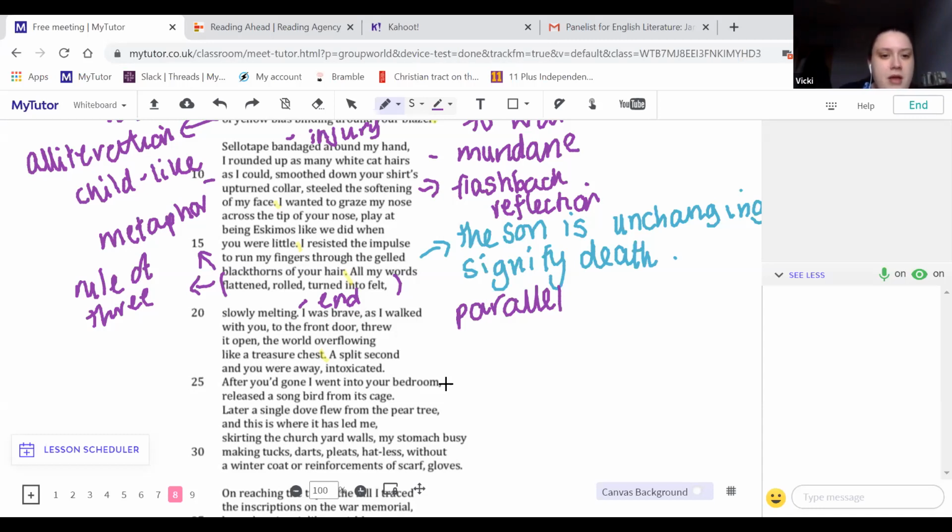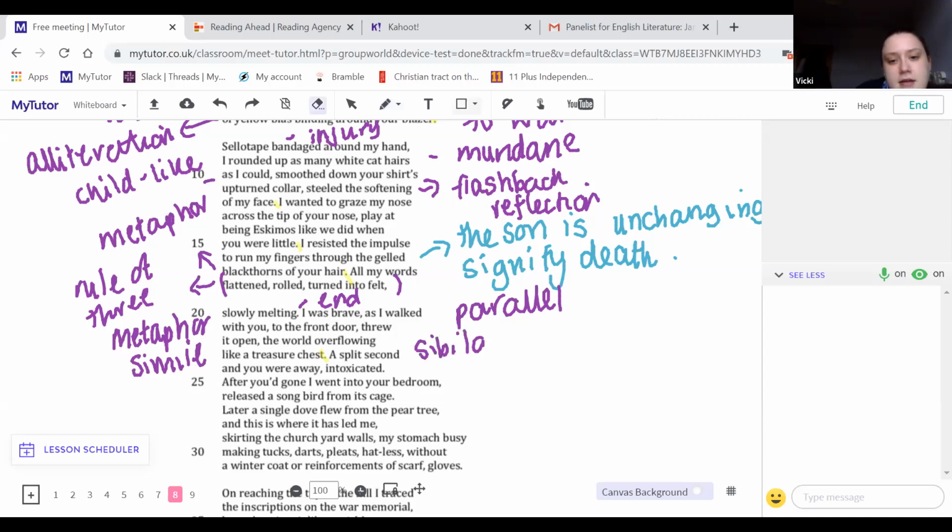Right, what have we got? So to the front door, threw it open, the world's overflowing. So another metaphor there, like a treasure chest rather. So we've got a simile. A split second, we've got sibilance. Oh, how have I done that? Sibilance. And you were away, intoxicated.